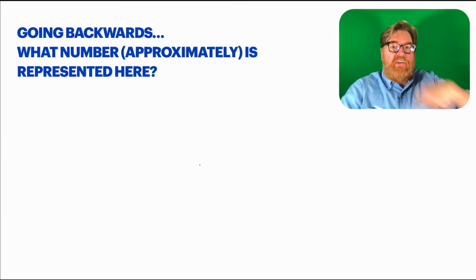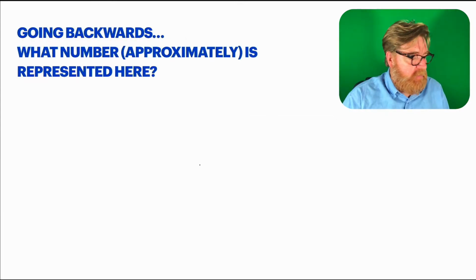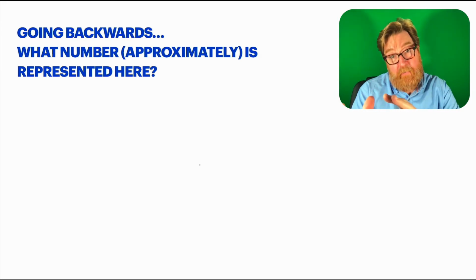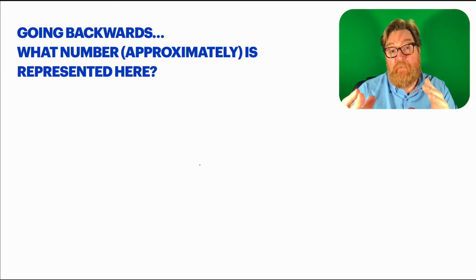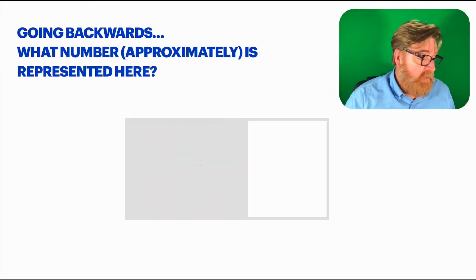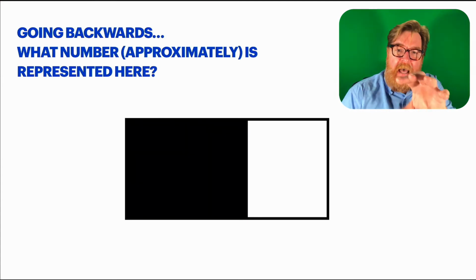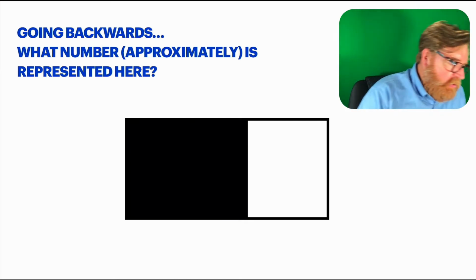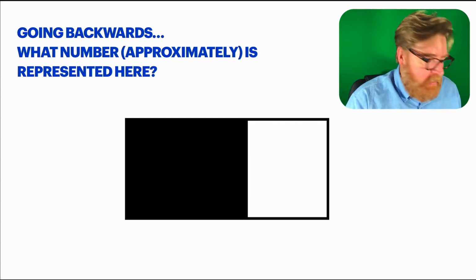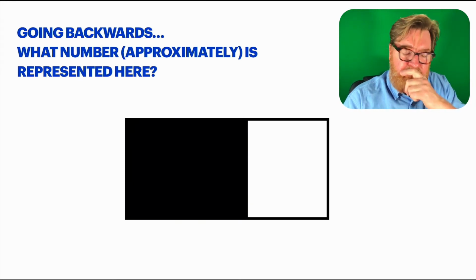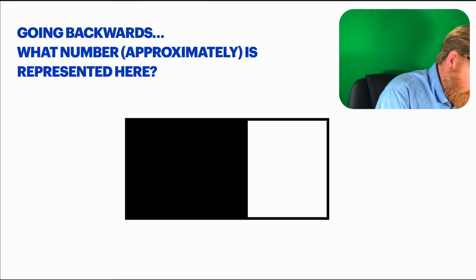All right, tell you what, we should also be able to go backwards. I've been giving you a number and representing it with the bars. Let's go the other way. What do you think, what number approximately is that bar trying to represent? Well, what we need to do is find a way to break this up to see how much is shaded there. So let's see.